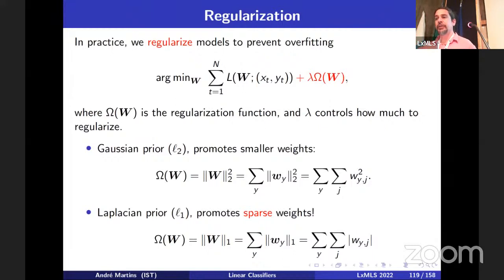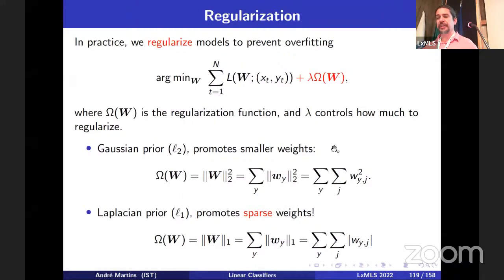So there is a trade-off. The higher the lambda, the more you regularize. But if you regularize too much, you might end up underfitting your data. On the other extreme, if lambda is 0, you're not regularizing, and then you might be overfitting your data. So you need to tune this lambda as a hyperparameter in your model.